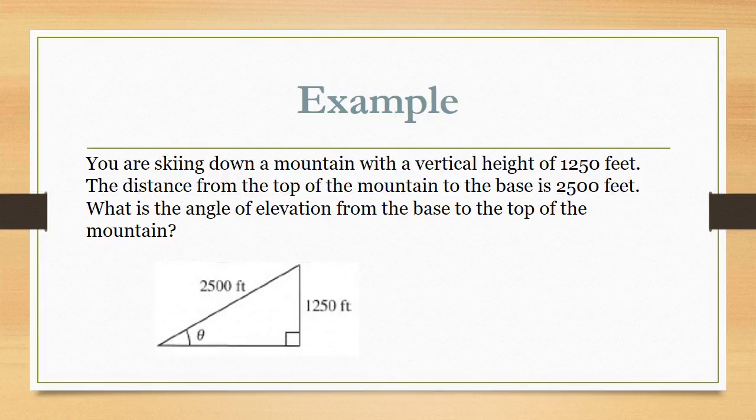Okay, here's our sketch. We have a vertical height of 1,250, and the distance from the top to the base is 2,500. That's the angle there. So for the angle of elevation, we have the opposite and the hypotenuse, so we can use the sine. The sine of the angle is 1250 over 2,500. That reduces to 1/2. Well, what angle gives us a sine of 1/2? That would be 45 degrees or pi over 4.